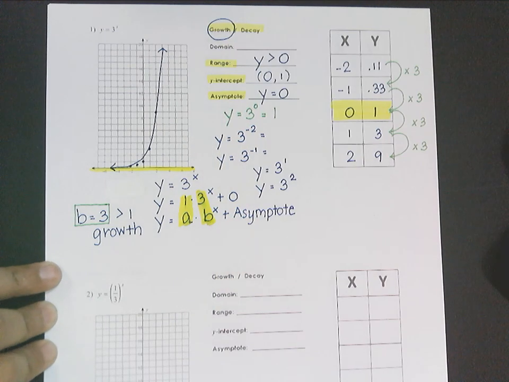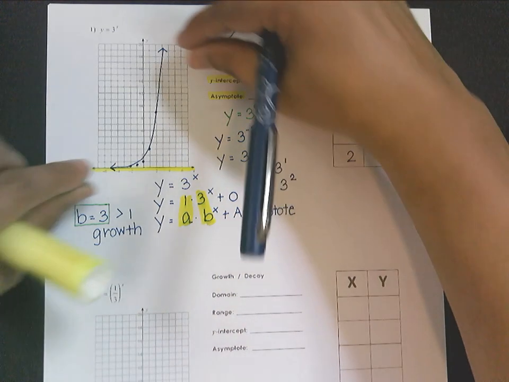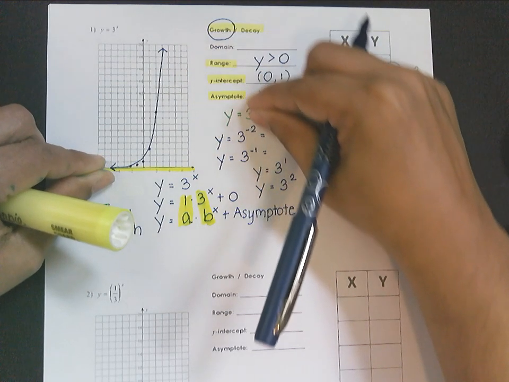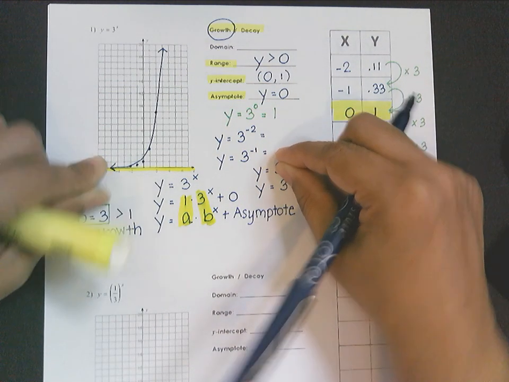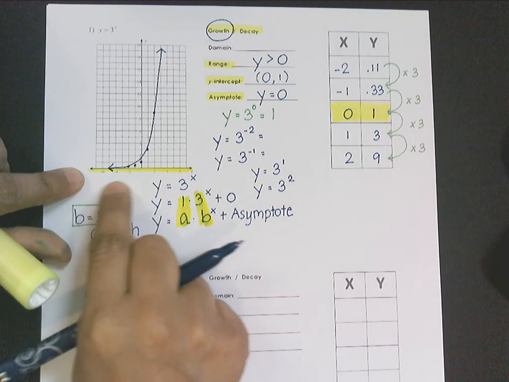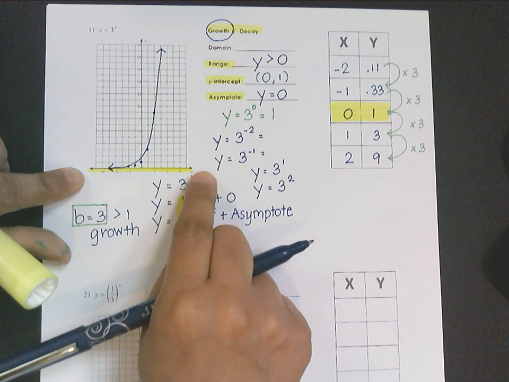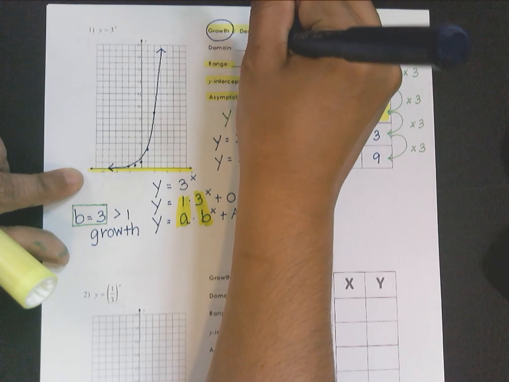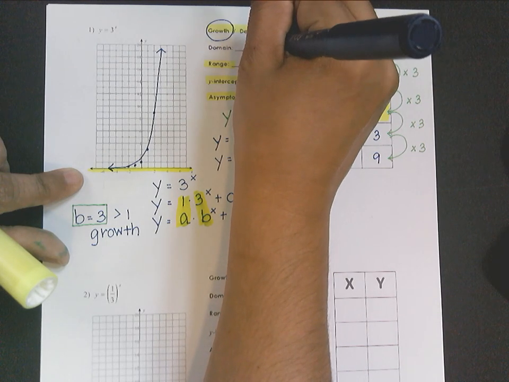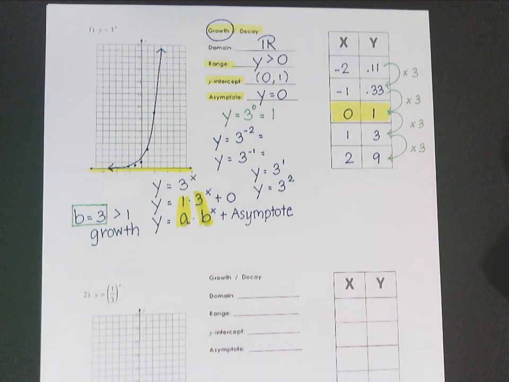My domain, if I take my graph and I flatten it out and I put it to the x-axis, well then it's going to take all of the x values. So it's going to take my negatives, 0, and my positives. So we're going to do that little special symbol of the R, and it's going to be all real numbers. And that's the reason we're not going to ask you what the domain is, because your answer is always going to be all real numbers.